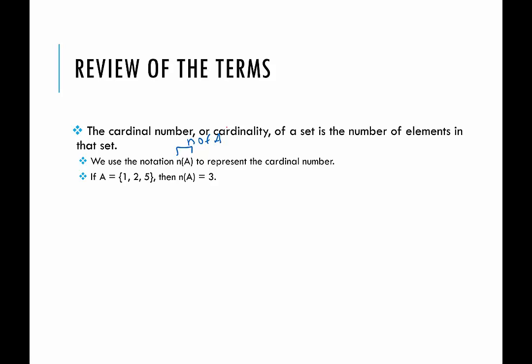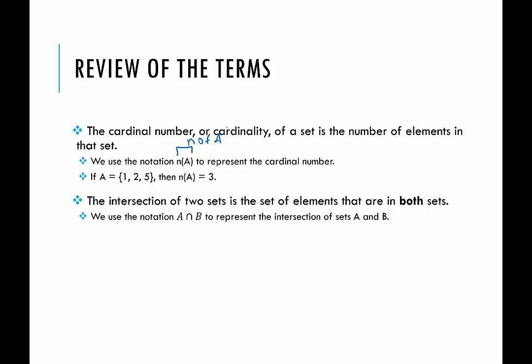So for example, if set A consisted of the elements 1, 2, and 5, then the cardinality or cardinal number of set A, n of A, is equal to 3. The intersection of two sets is the set of elements that are in both sets. We use the notation A intersect B to represent the intersection of sets A and B. So if set A contained 1, 2, and 5, and set B contained 3, 4, 5, then we would say A intersect B is 5, the set containing the element 5. The cardinality of the intersection is 1 because there is one element in the intersection.